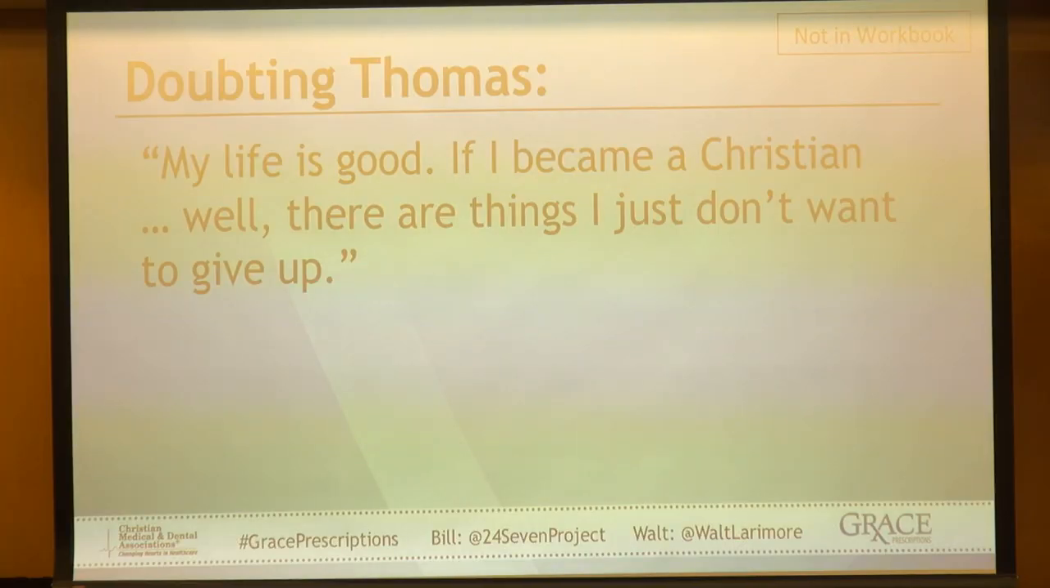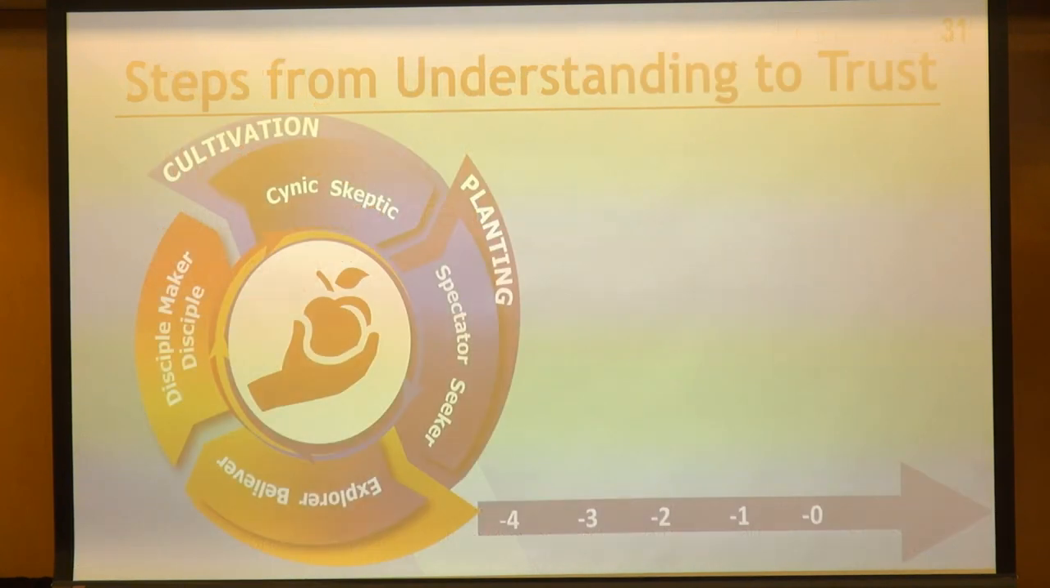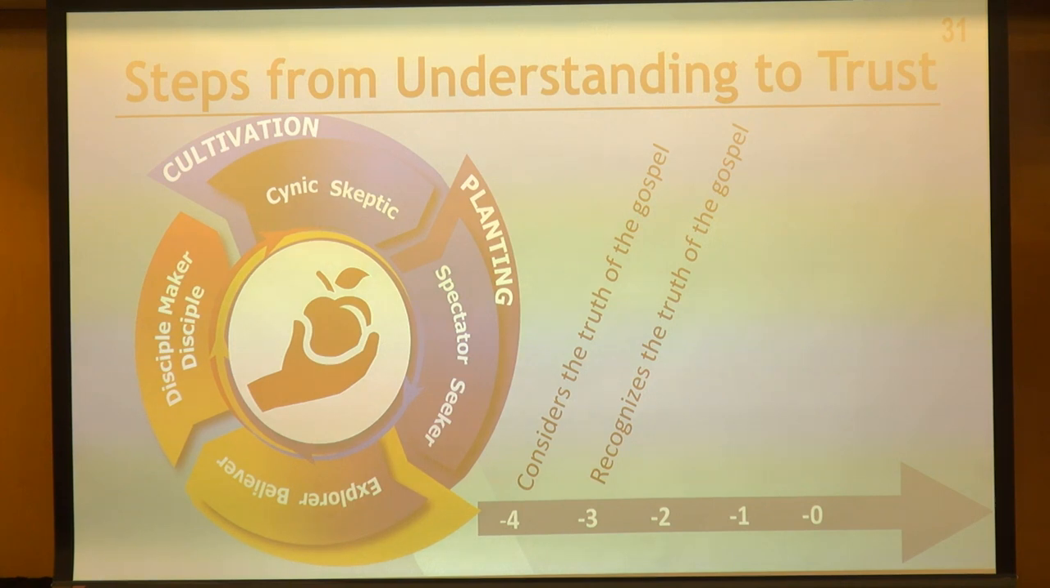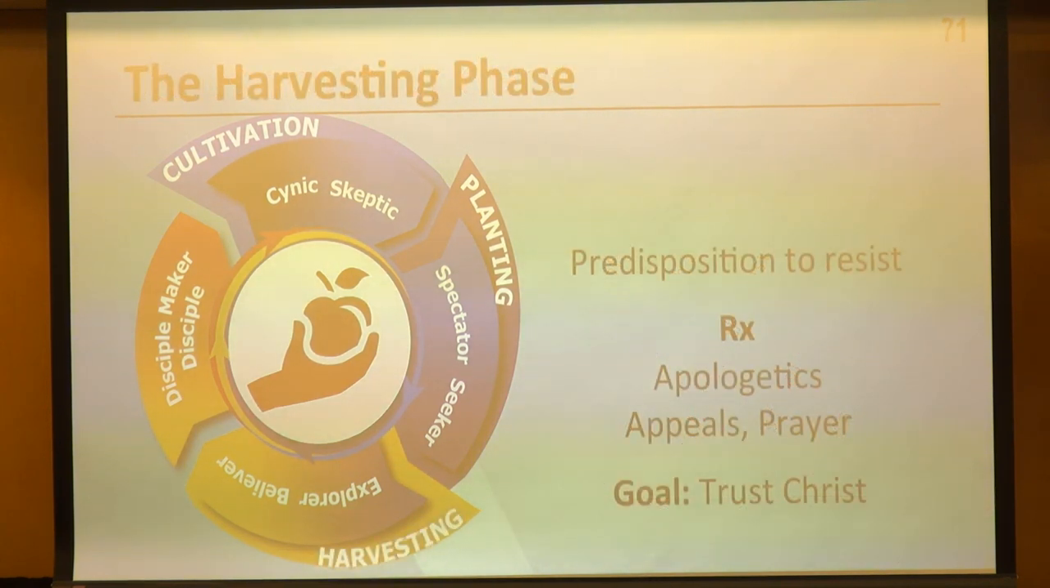yesterday, but we meet people that are like Doubting Thomas here. Says, "My life is good. If I became Christian, well, there are things I just don't want to give up." We're dealing with people in the volitional barrier. Do you remember what this is really all about here? We're helping people move from beginning to trust us and trust. They've begun to trust the Bible just a little bit, and we want them to ultimately trust Christ.